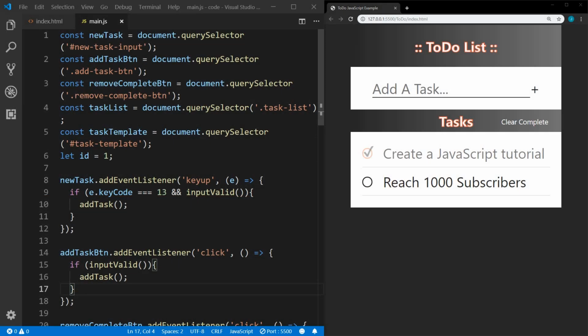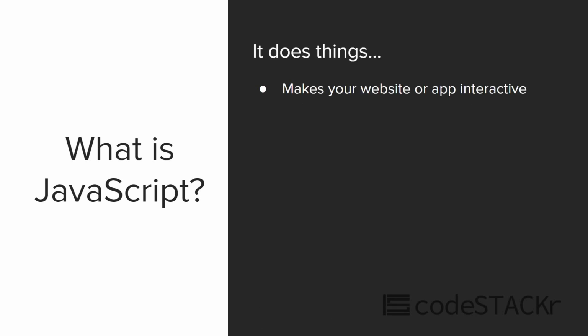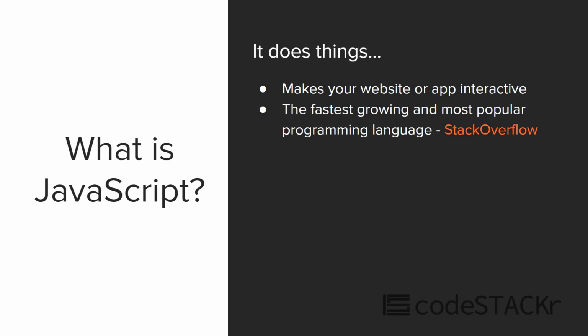We're going to create a basic to-do list. So what is JavaScript? The short answer is it does things. It makes your website or app interactive. And it's the fastest growing and most popular programming language according to Stack Overflow.